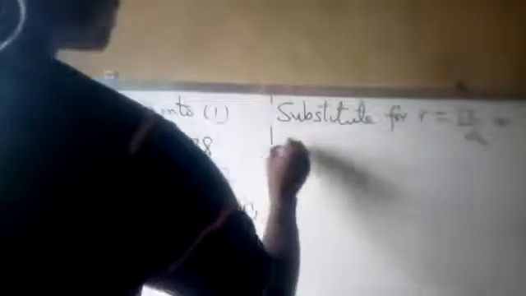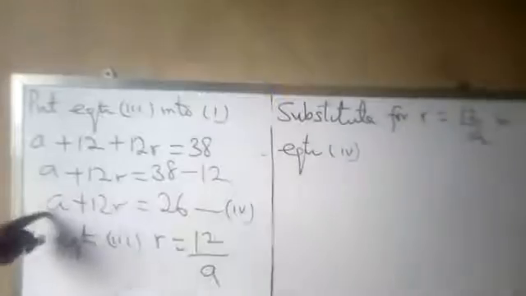You can now say substitute for R is equal to 12 all over A in equation 4. Okay, so that implies A plus 12 multiplied by our R is now what?